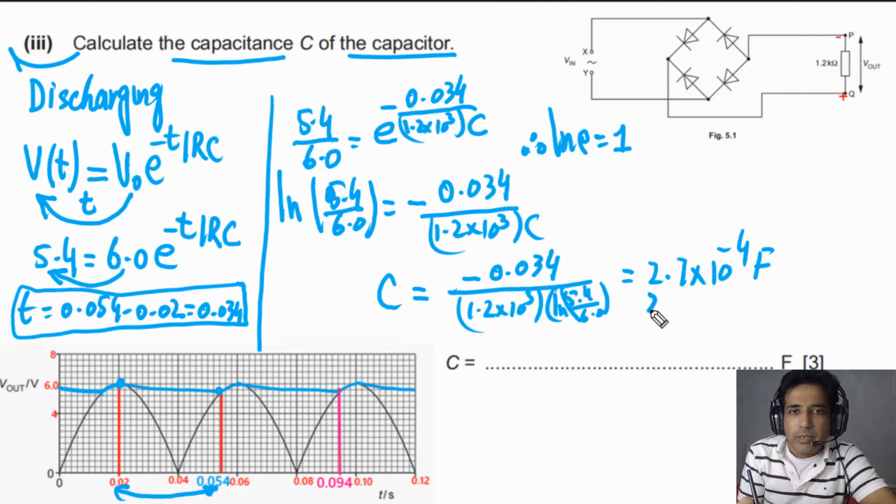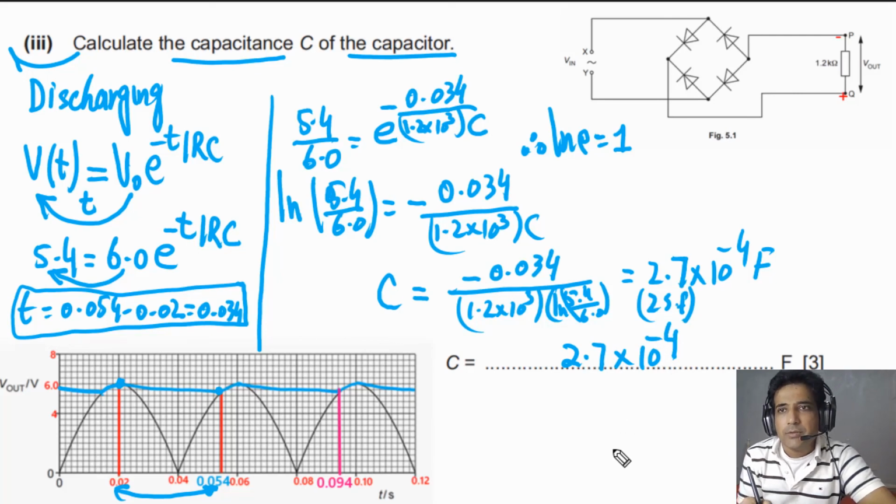Our answer has 2 SF because in the raw data we have 2 SF. This one has 2 SF, this one has 2 SF, and here we have 2 SF. It means the minimum in the given data is 2 SF, so our final answer also has to be up to 2 SF. So our final answer is 2.7 times 10 to the negative 4 farads, and this is the final answer.